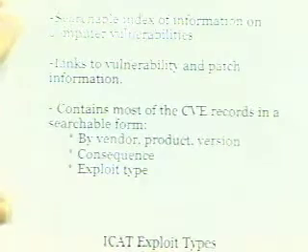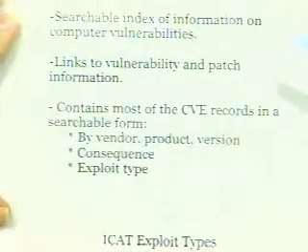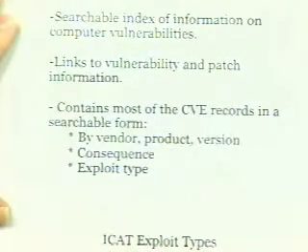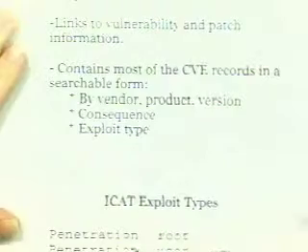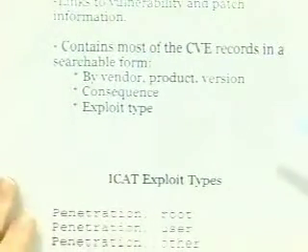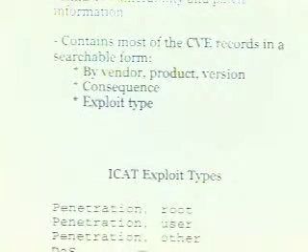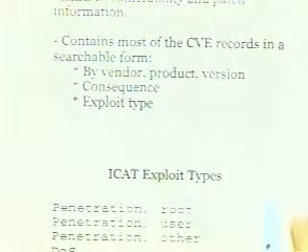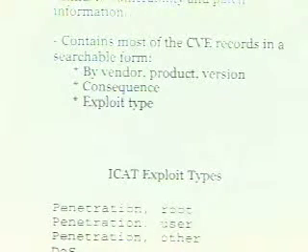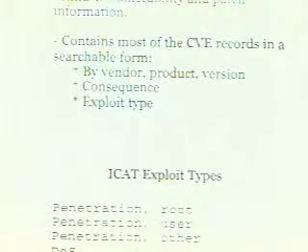Just a little bit more about ICAT. As I said, it's searchable by various criteria, which are very close to a classification. It provides very useful links also to other databases. And it contains most of the CVE records, and they have the goal of having the whole CVE database classified and accessible there in a relatively short amount of time. We're talking about in a month.